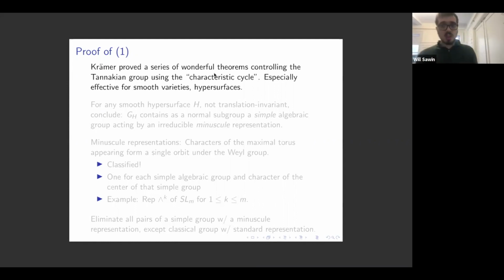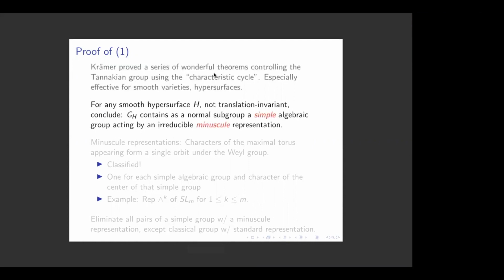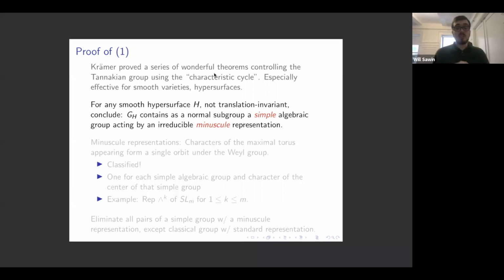So the theorem you get when you apply Krämer's results to a smooth hypersurface is that as long as... are we in an abelian variety necessarily, or is this more general? Yeah, this is only in abelian varieties. Krämer's work is mostly about convolution in abelian varieties. For any smooth hypersurface in an abelian variety, as long as it's not translation invariant by any non-trivial element, then G_H must contain as a normal subgroup some simple algebraic group acting by an irreducible minuscule representation.